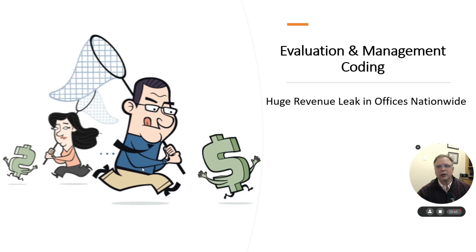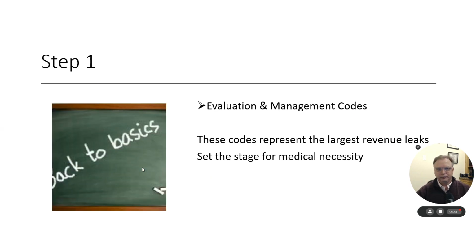So I'm going to discuss the first step in your economic recovery, which is evaluation and management codes. Huge revenue leaks in offices nationwide. Not only do these codes represent revenue leaks, but they are essential to establish medical necessity. Let's say that you do 99201 for every new patient, yet that patient needs 38 visits or even more because the severity of the condition just requires that duration of care. A 99201 is not going to establish that type of medical necessity.